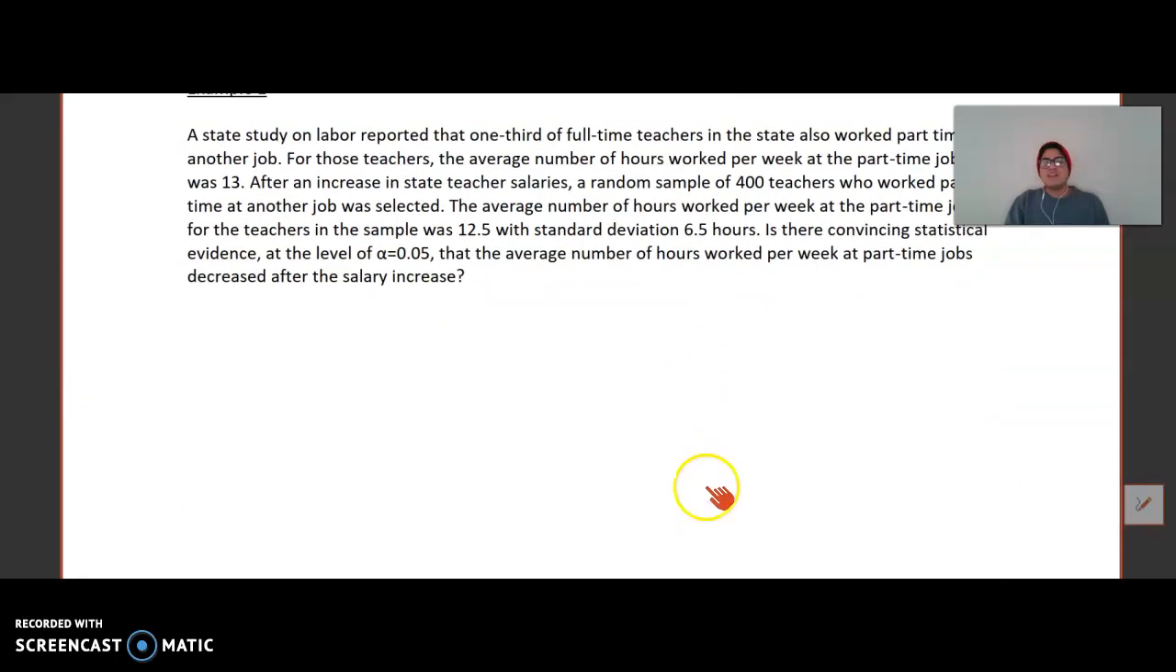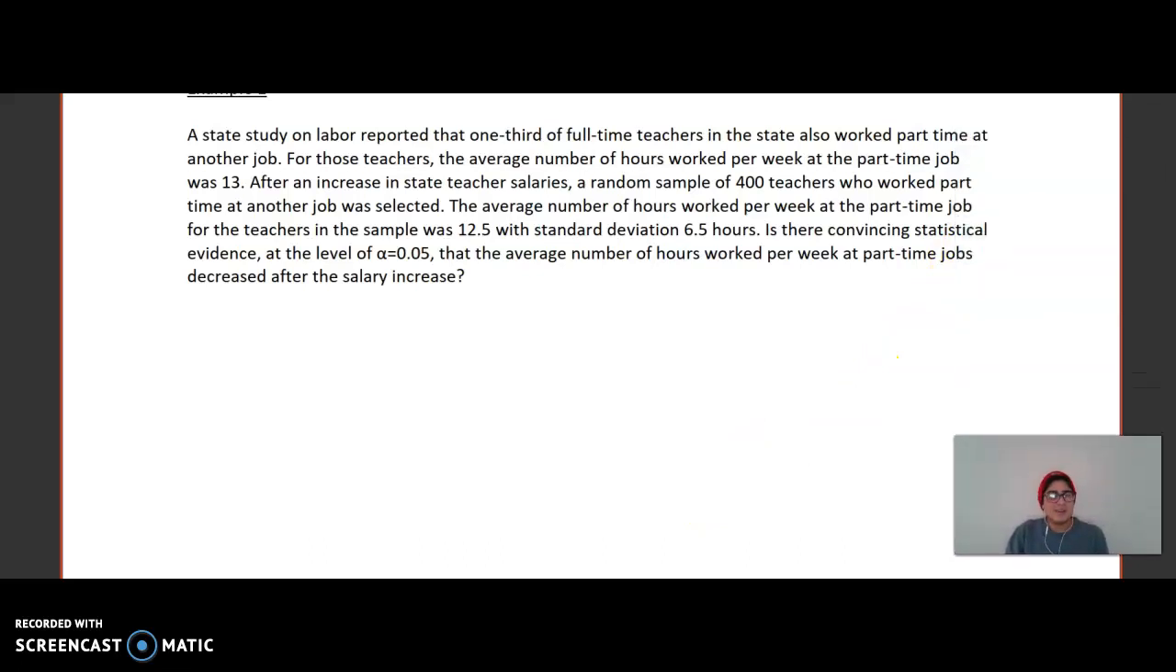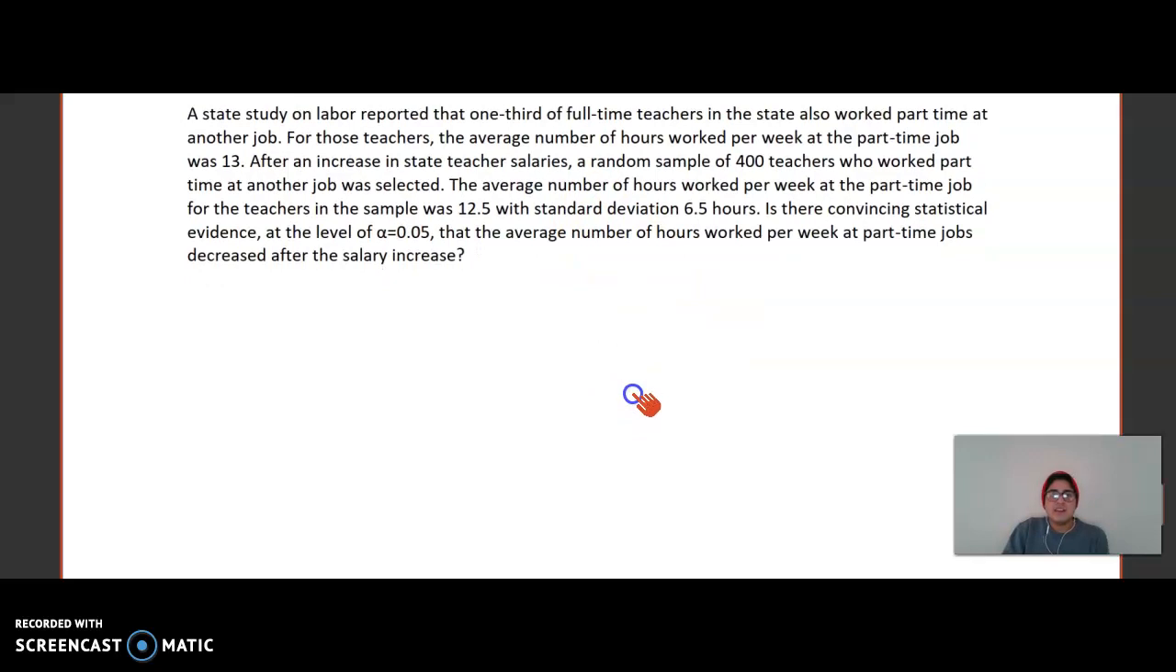So let's go ahead and take a look at an example here. A state study on labor reported that 1/3 of full-time teachers in the state also worked part-time at another job. For those teachers, the average number of hours worked per week at that part-time job was 13.